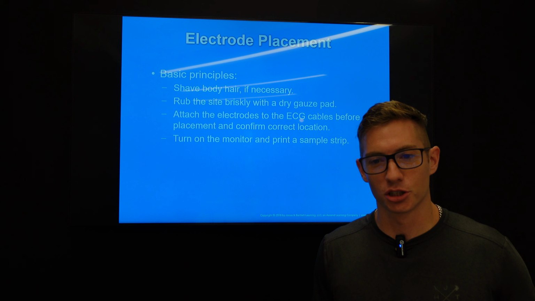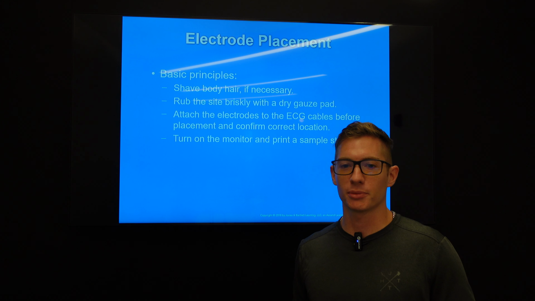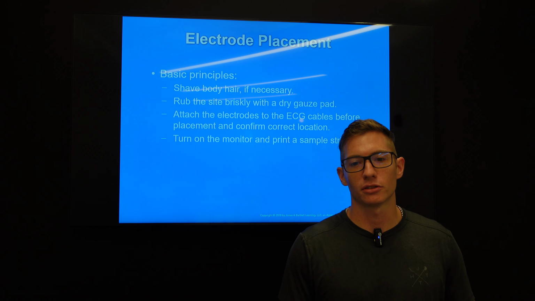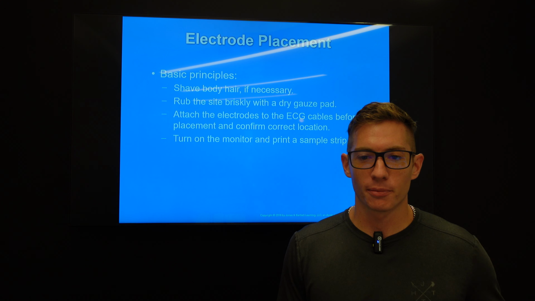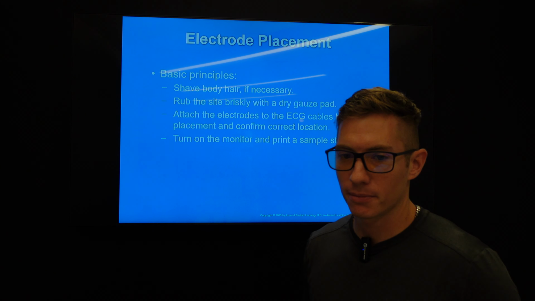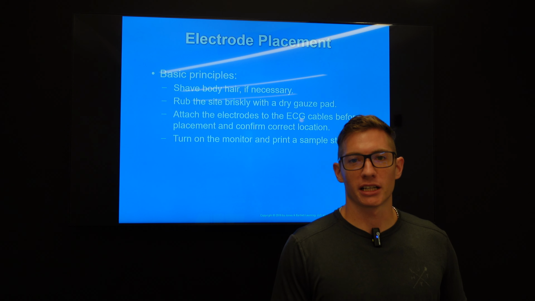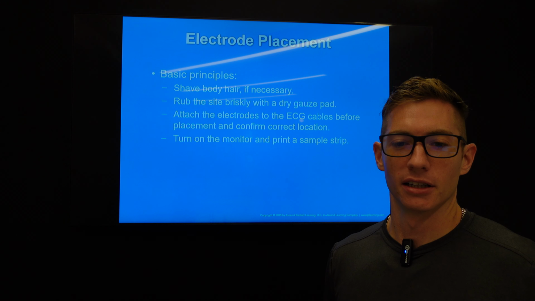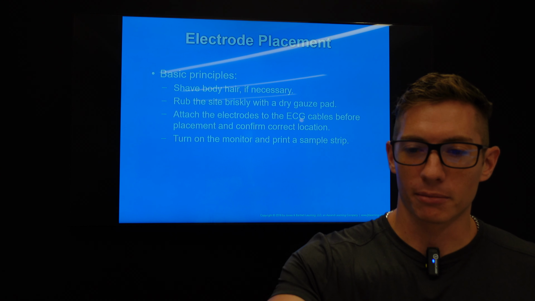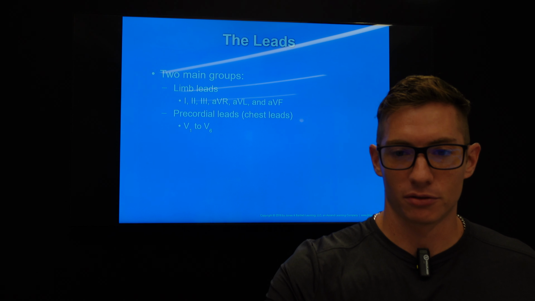We're going to attach the electrode to the ECG cables before placement and confirm the correct location on the patient. Turn on the monitor, print a sample rhythm strip, and check for artifact. When you're in a bouncing, moving ambulance, you are getting nothing but artifact. Deal with it. To properly perform cardiac monitoring, drills 7-1, and so on.